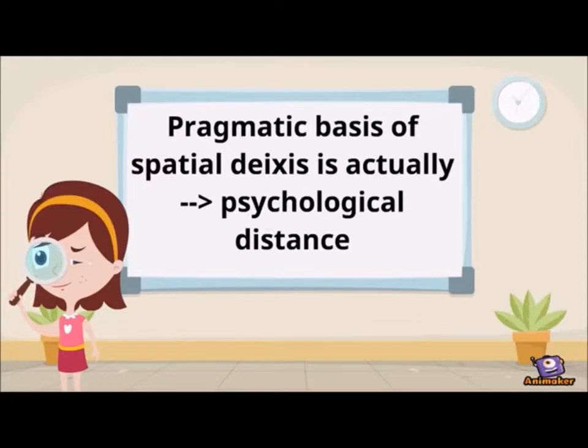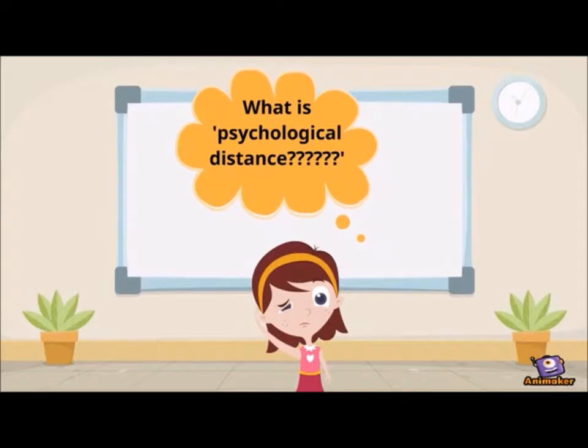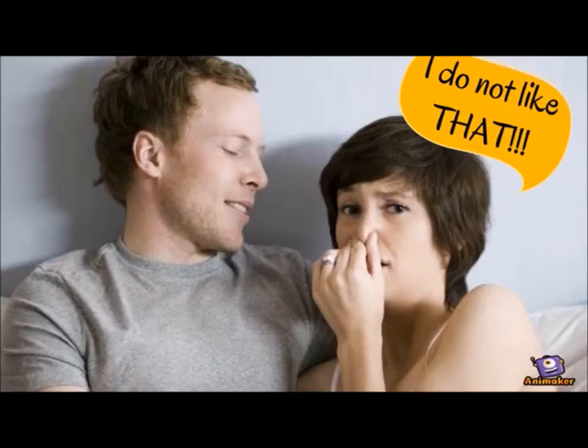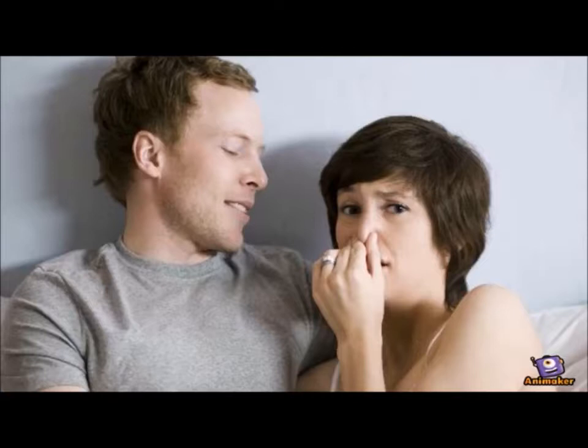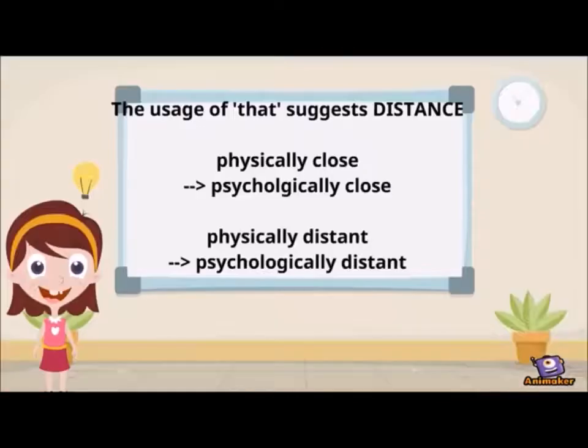But what is psychological distance? To receive an answer about what this really is, consider the following situation. A woman is sniffing the perfume of a man lying next to her and remarks in a whisper to herself, "I don't like that." Since the man, respectively the perfume, is physically closer to her, it would be more appropriate to use this instead of that, right? The usage of that suggests distance. Physically close objects will tend to be treated by the speaker as psychologically close. Also, something that is physically distant will generally be treated as psychologically distant.